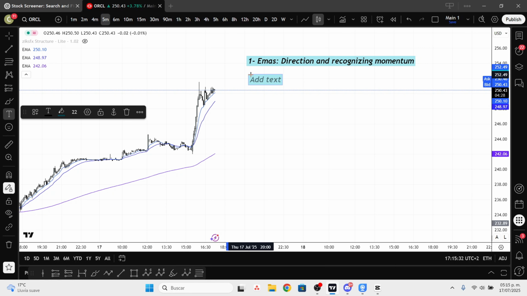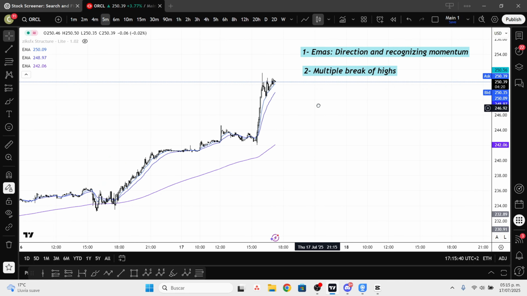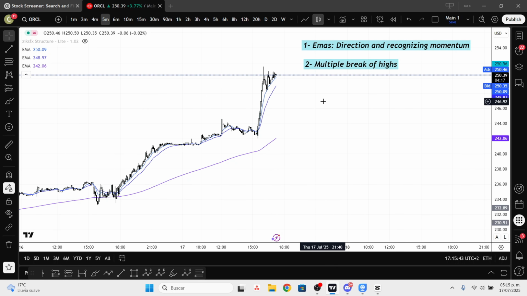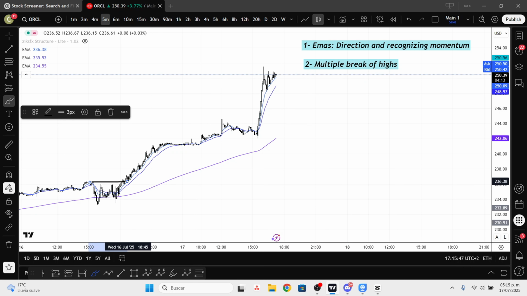Now, another way that we're going to determine direction is very simple. We also want multiple breaks of high. Okay, this is super simple. Guys, don't look too much into this. We just want to look for overall breaks of highs. There's a ton of breaks of highs here, here, here, here, here, here. One break down, you could say, even though it was just a wick. And then it kept breaking new highs. This for me is an overall bullish market.